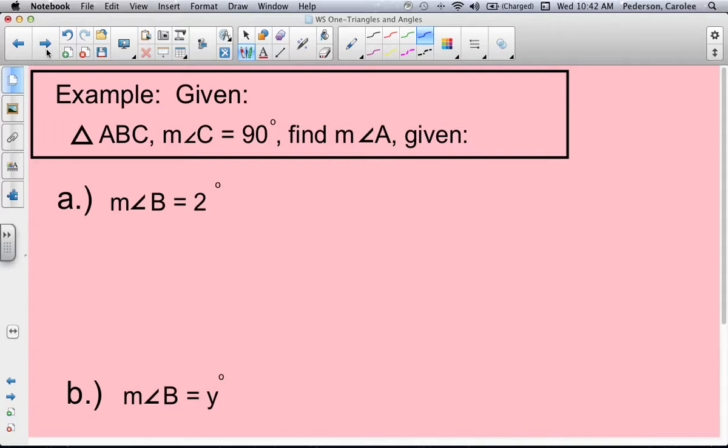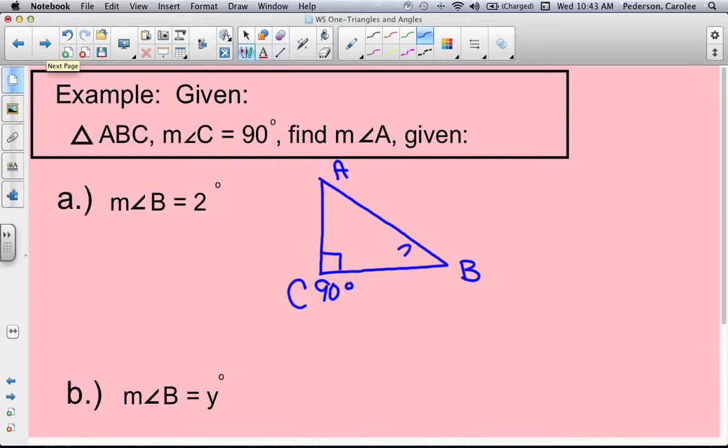The next slide. Given a triangle where one of the angles is 90 degrees, find the measure of angle A for given angle B. So in these pictures, I recommend that you draw the picture out. So we have a right triangle. Remember, a right triangle has a 90 degree angle. That's angle C. Then we have two more angles, angle B and angle A. Angle B is 2 degrees.